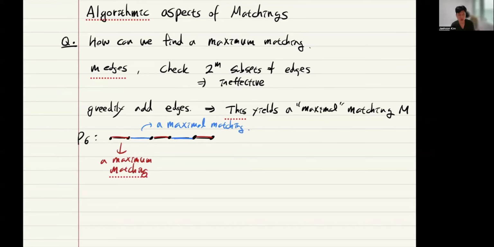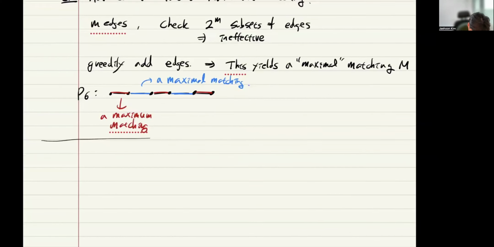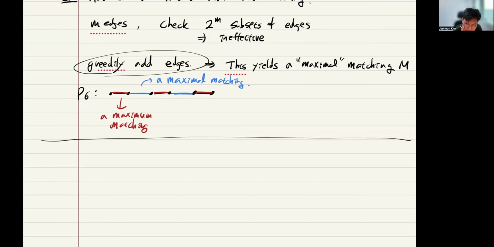So we want to distinguish between maximal and maximum. In this course, when we say maximum, it means the one with the largest size. Maximal means that it is inclusion-maximal, meaning that there is nothing which properly contains it. So this gives a maximal matching, but not the maximum matching that we wanted to find.